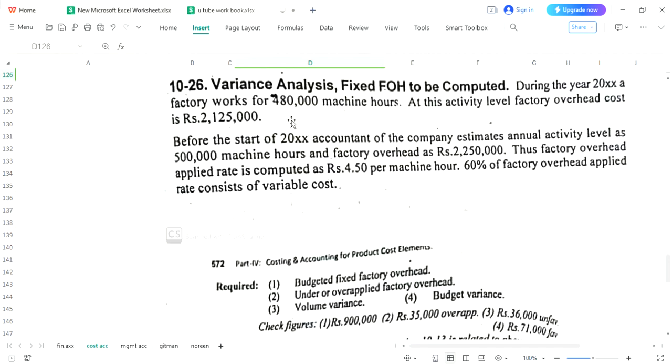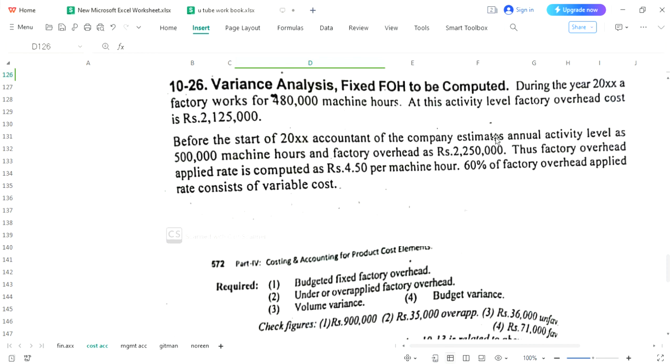Here, the factory works for 4,80,000 machine hours during the year. At this activity level, the cost is this. So these are actual hours. Works means they are doing this work for the current year, 4,80,000 actual hours and 21,25,000 actual cost. Before the start, that means it's the data related to the previous period of time, before the start of the year.